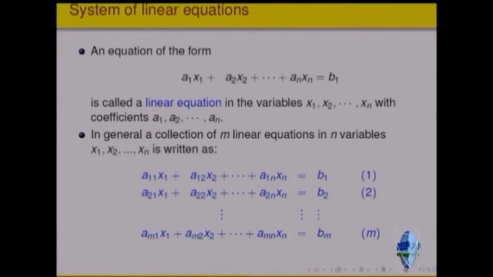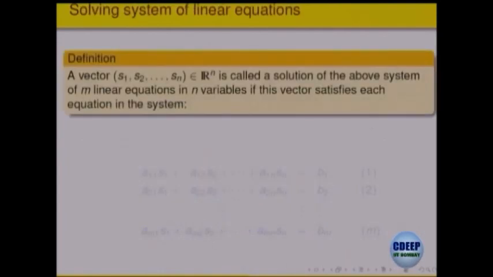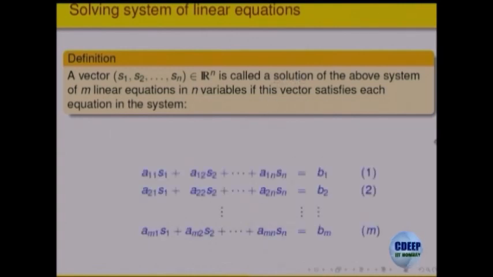So, this is a system of m equations in n variables, and we call a vector s1, s2, sn in Rn a solution of the system if it satisfies all the equations, namely if we replace x1 by s1, x2 by s2 and xn by sn in all the equations, then the left hand side is equal to the right hand side. Such a vector s1, s2, sn is called a solution of the system.